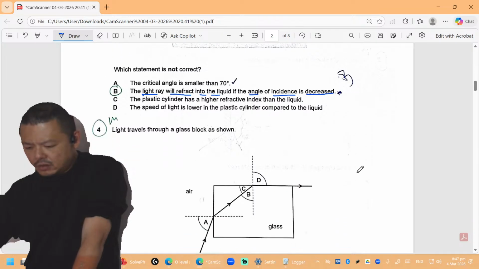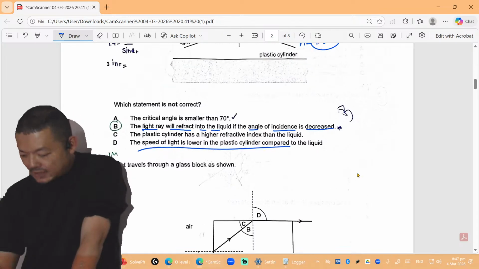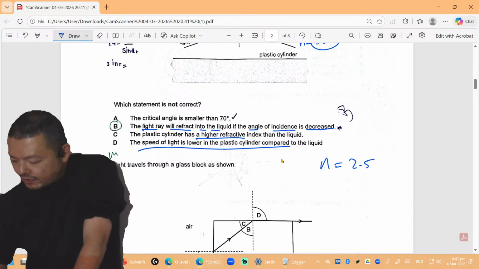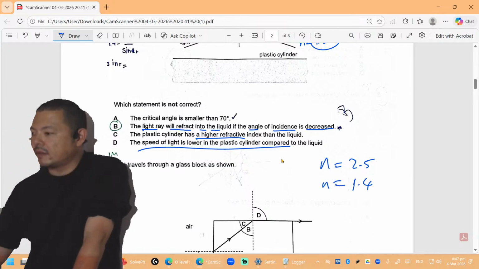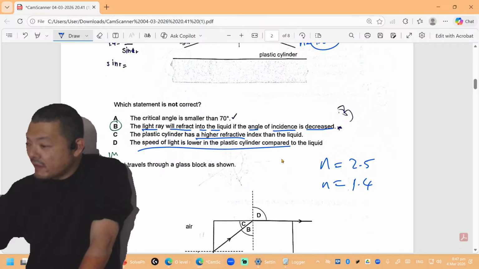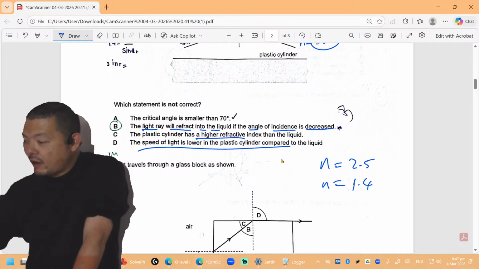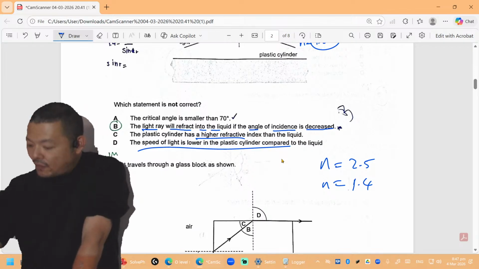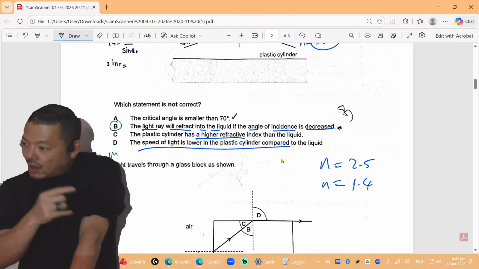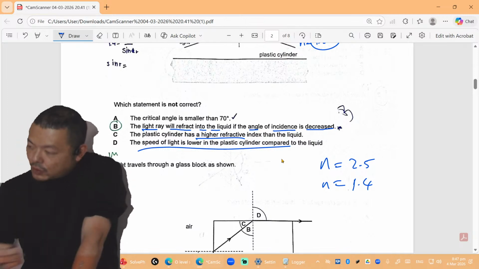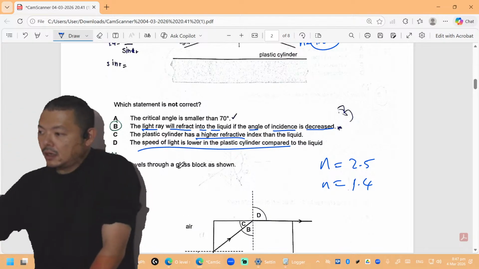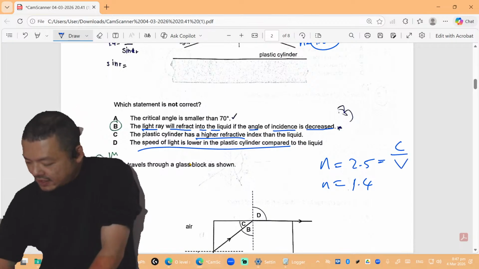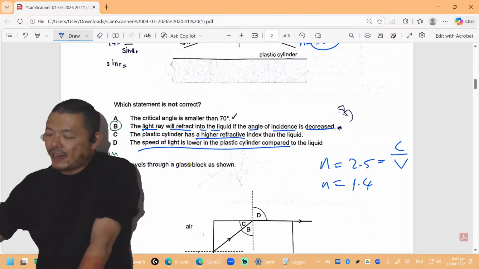Why is D right? Speed of light, because it has a higher refractive index. Let's say you have a refractive index of 2.5 and another of 1.4. Which one is higher? 2.5. But what does the 2.5 represent? It represents the ratio of the speed of light in vacuum to the speed in the medium. So the vacuum speed is 2.5 times the medium speed, and with 1.4 it is 1.4 times. Because n equals c over v, the speed of light in the medium.